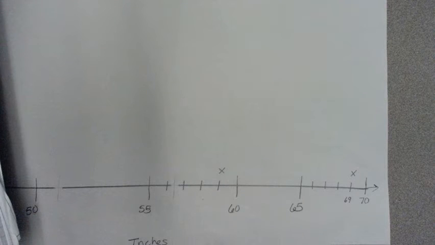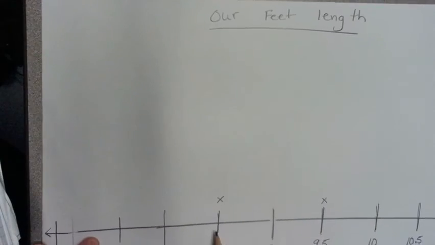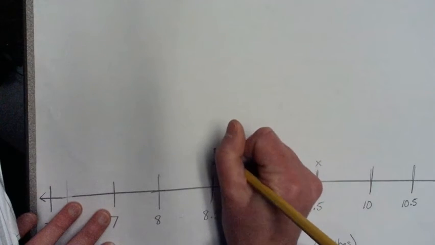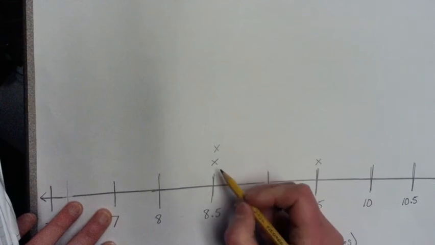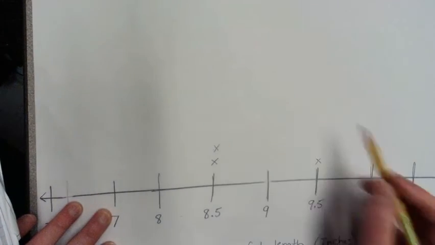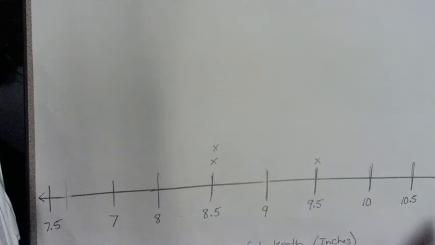Okay, let's look at the next student. So the next student has a foot length of 8.5 inches. So we're going to mark that again on the other side. So this is the second student that has an 8.5 inch foot. I'm going to put my X right here. And I would just keep going and going for however many have an 8.5.